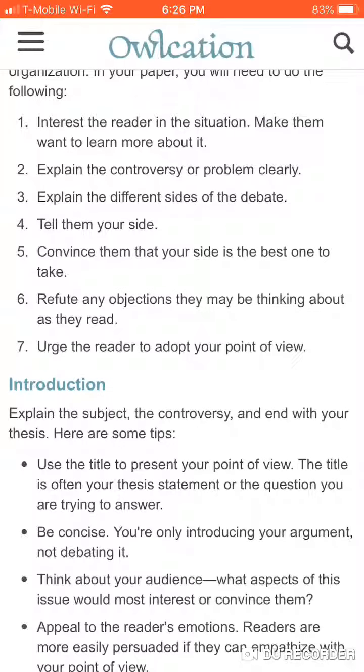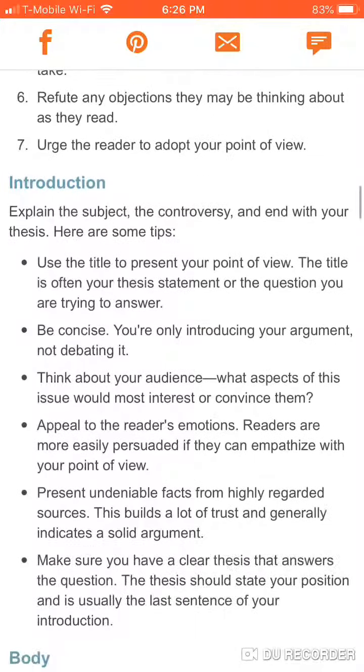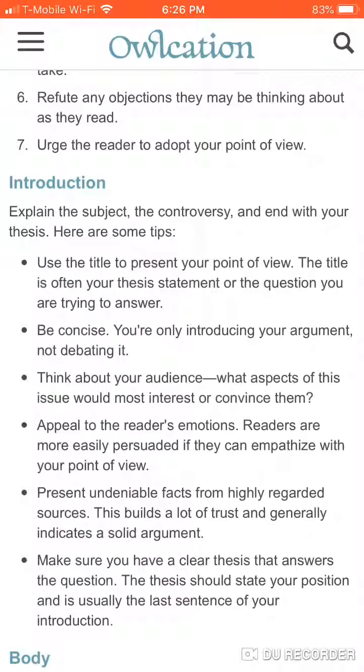Appeal to the reader's emotions. Readers are more easily persuaded if they can empathize with your point of view. Present undeniable facts from highly regarded sources. These build a lot of trust and generally indicate a solid argument. Make sure you have a clear thesis that answers the question. The thesis should state your position and is usually the last sentence of your introduction.